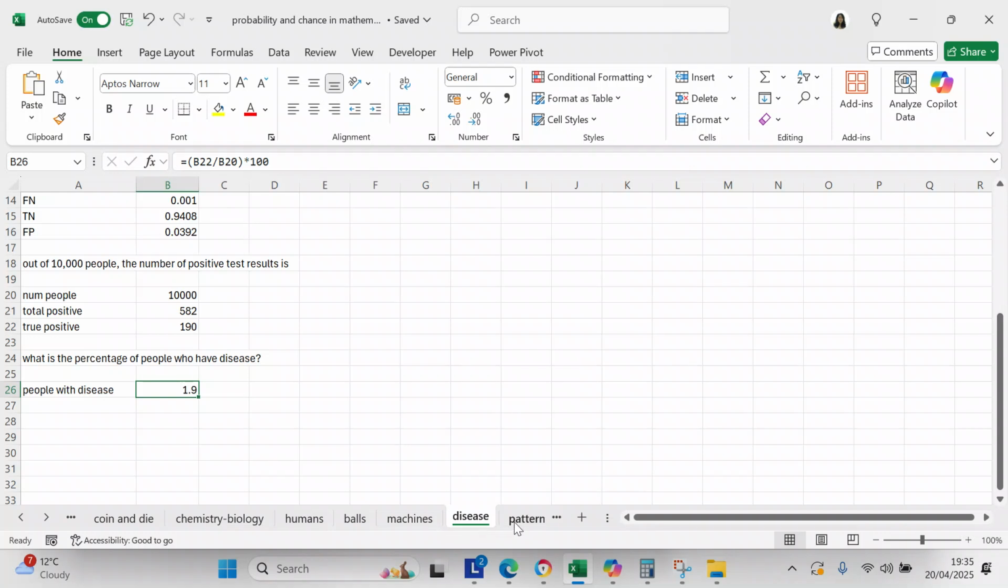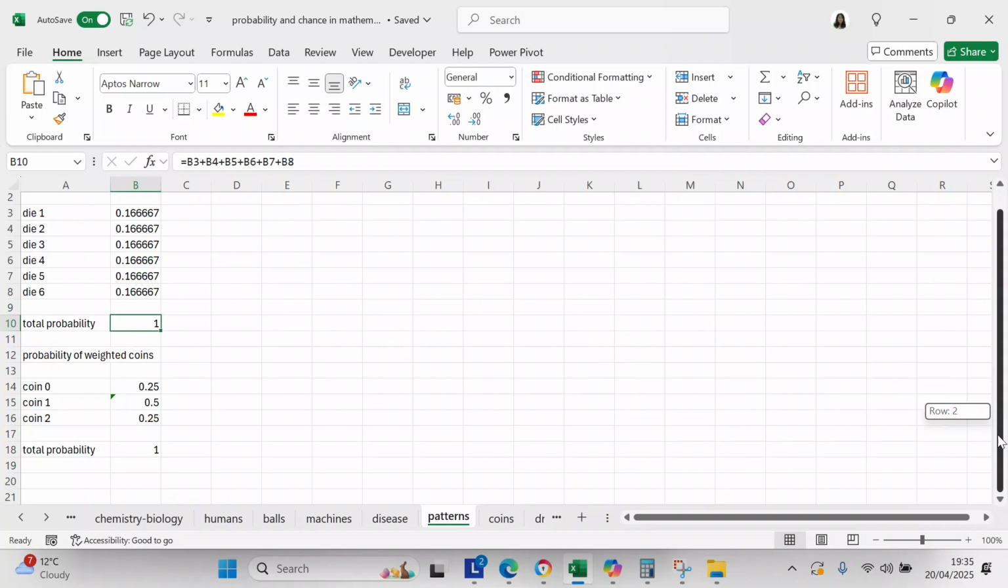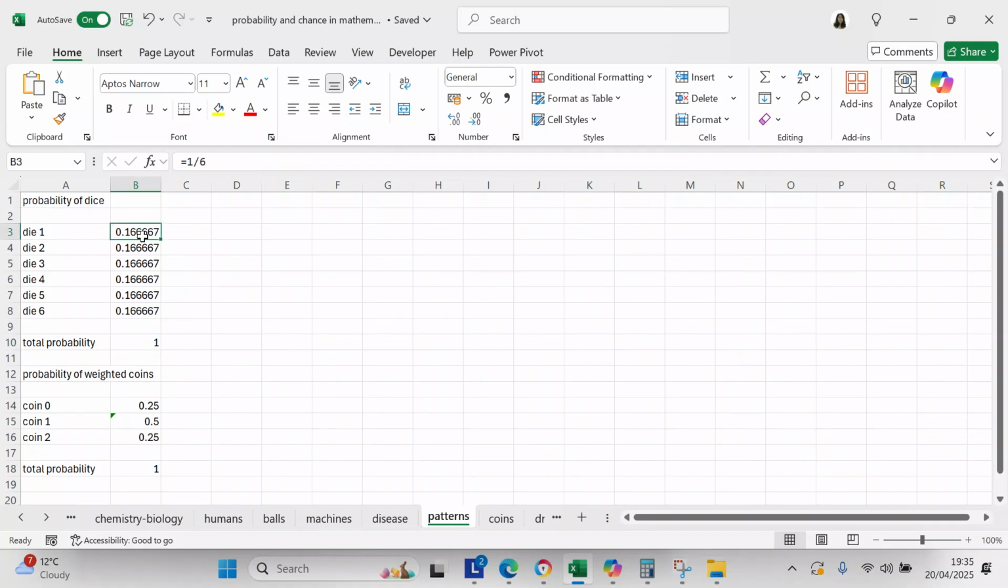Okay, so now the last question of this video is going to be about patterns. So we're going to check the probability of dice. So the probability of numbers 1 to 6 in the die equals 1 divided by 6, or 0.16667. So the total of that is 1 when you total all that out. So you can see it sums to 1.